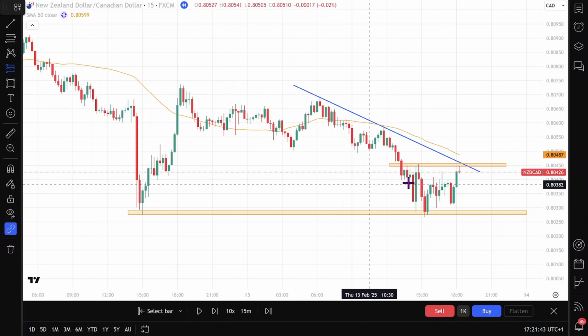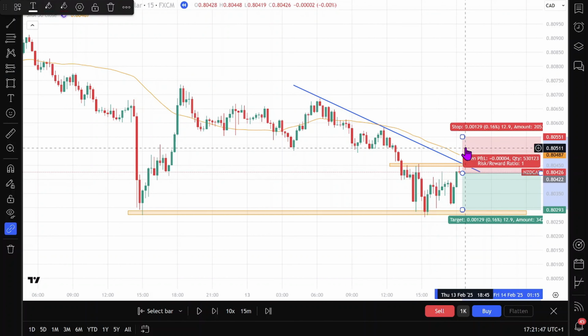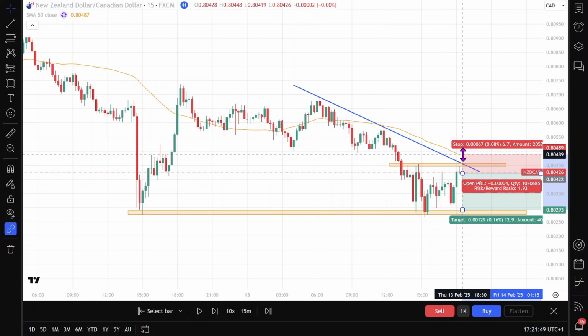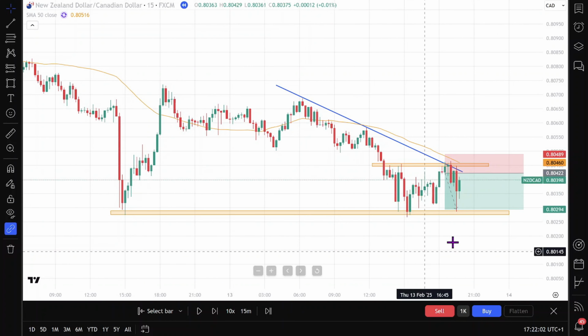So we put a stop order at the low of the confirmation candle, a stop loss just above the resistance, and a take profit just above the support to avoid a premature rebound. And here we go.